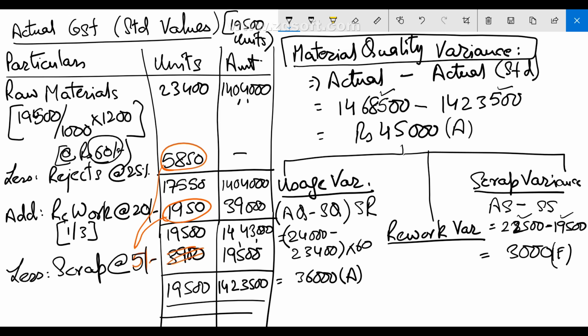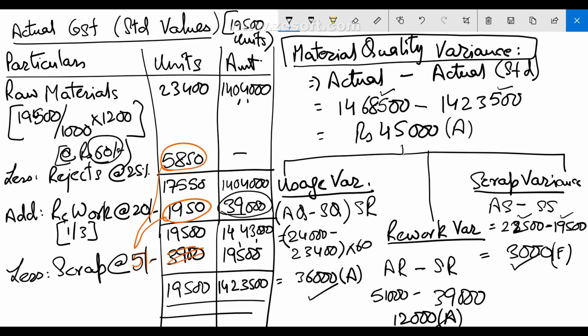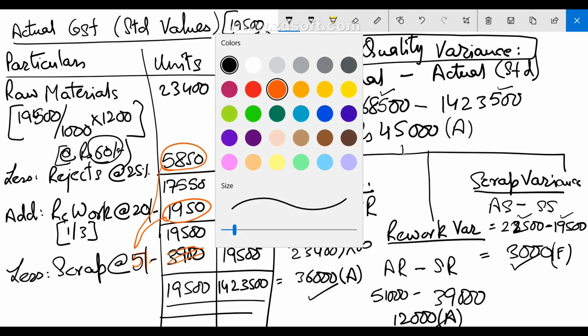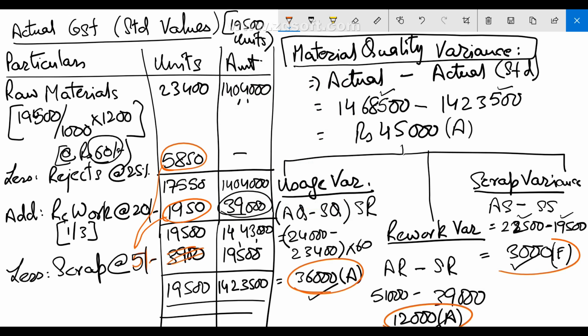Last, rework variance. You have to tell me the actual rework minus the standard rework. Guys, the standard rework cost is 39,000 and the actual rework cost is 51,000. So 51,000 minus 39,000, 12,000 is the adverse variance, which we can say is the rework variance. So if you add 36,000, 12,000 and deduct 3,000, you will get the figure of 45,000. These three will accumulate to form 45,000.